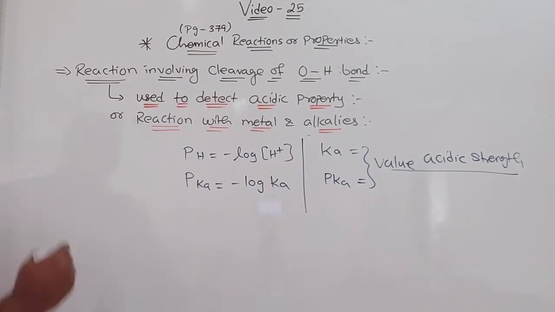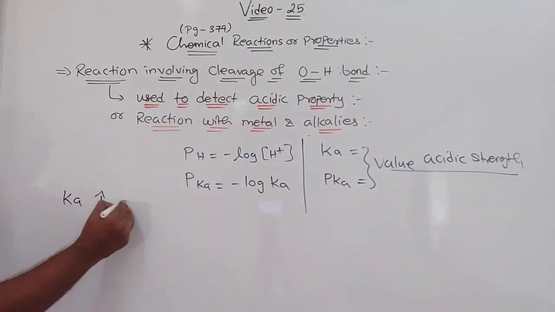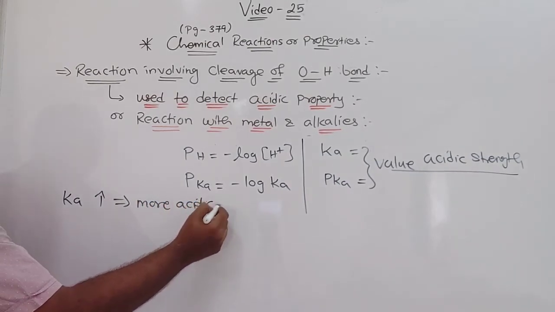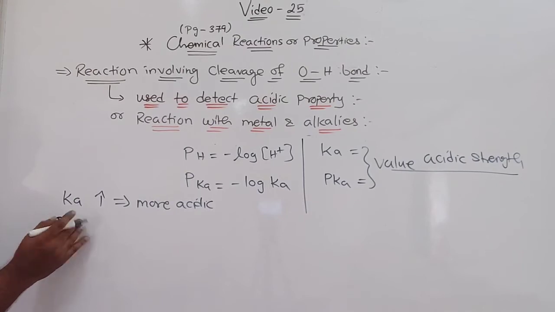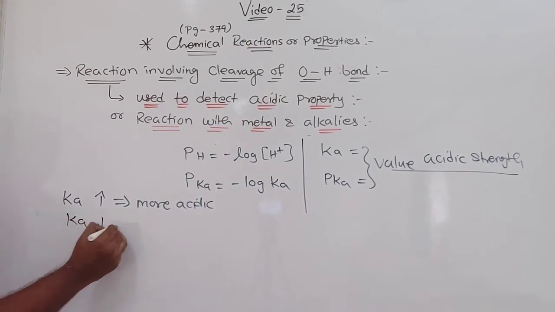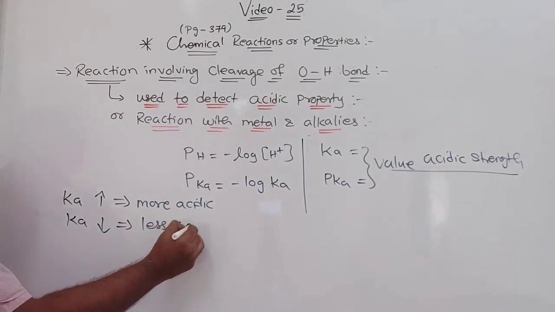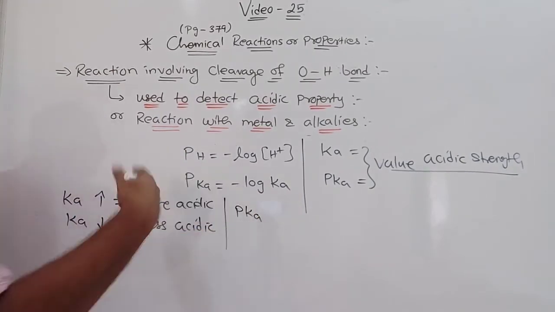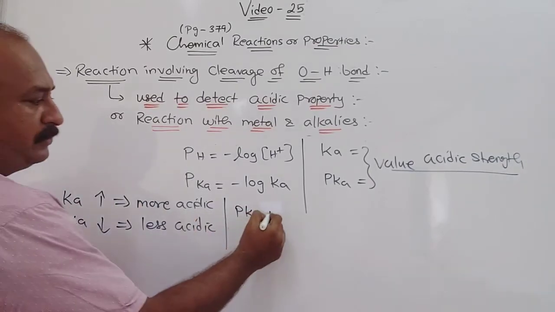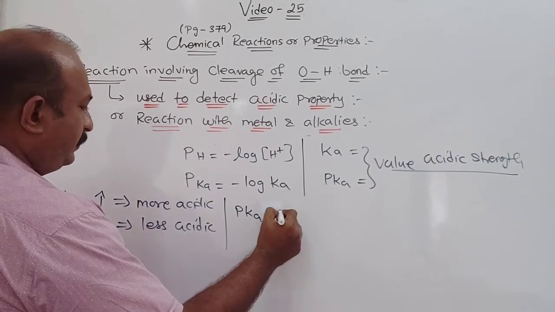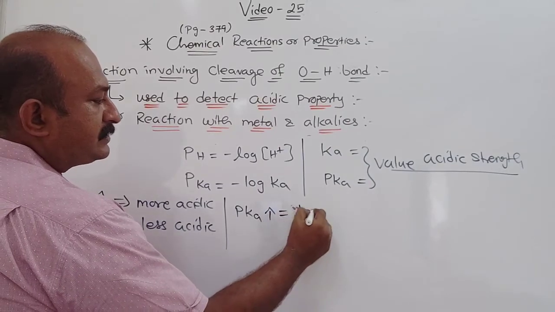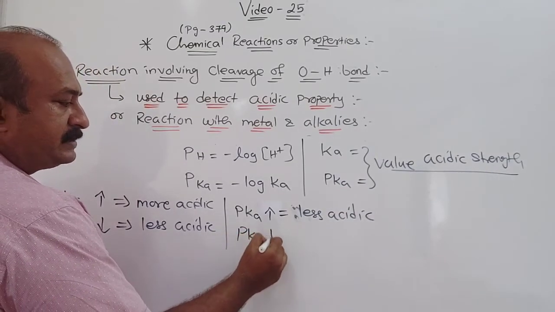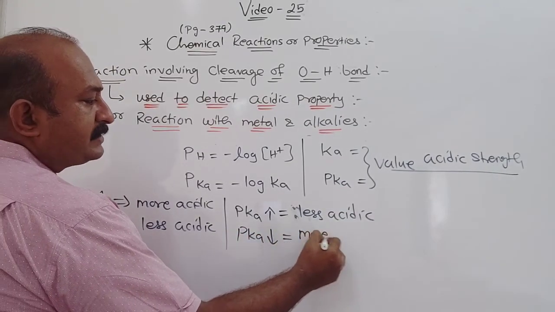Now from Ka, if the value of Ka is higher, then it is more acidic. If the value of Ka is less, it is less acidic. Understood? But for pKa, it is reverse. If the pKa value is higher, then we can say it is less acidic, and if the pKa value is less, then it is more acidic.